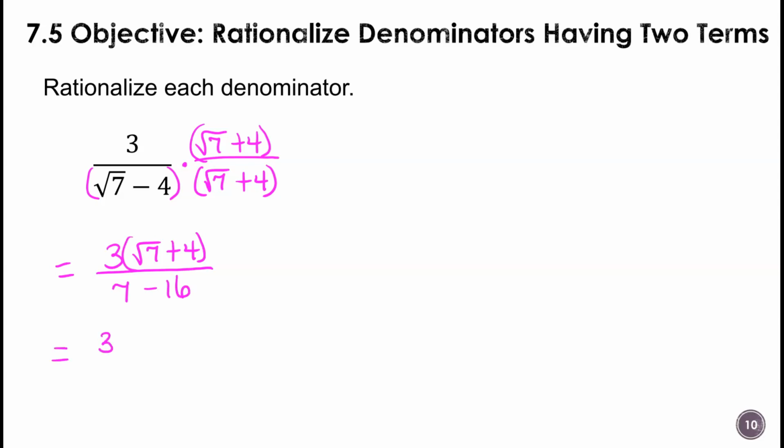All right, so I still have the same thing. Whoops. Let me put a parenthesis, radical 7 plus 4. 7 minus 16 is negative 9. So you can see that we will be able to simplify some here. And this negative is going to end up in the numerator. We never leave negatives in the denominator.